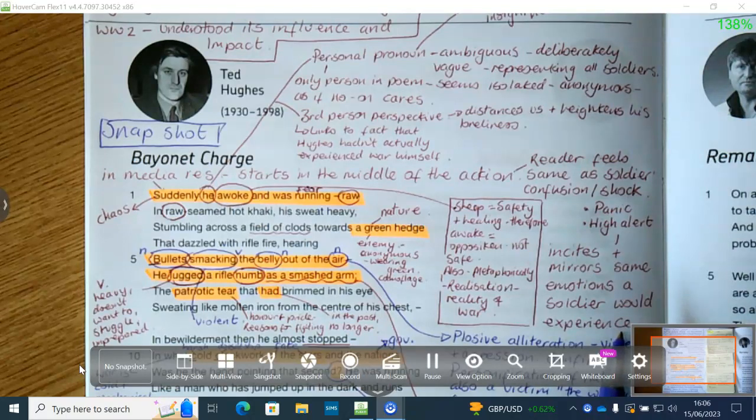That's because what Hughes is trying to achieve here is he's trying to get us to experience what war is really like. He's trying to open our eyes to the suffering and the harsh reality of what war was for the soldiers.